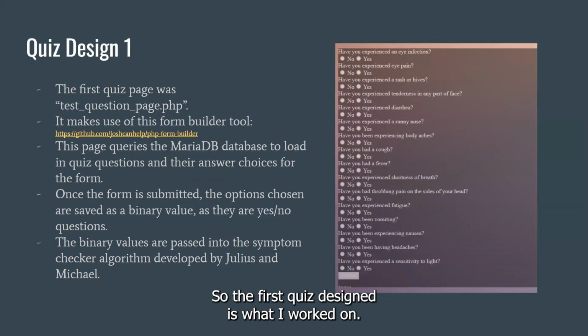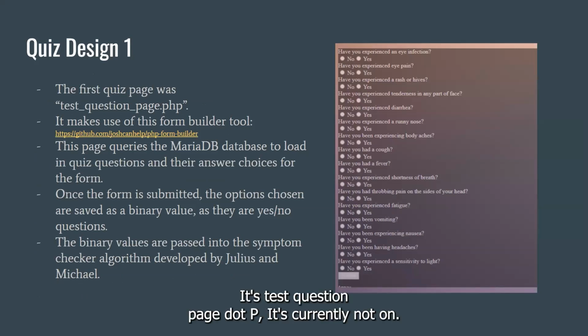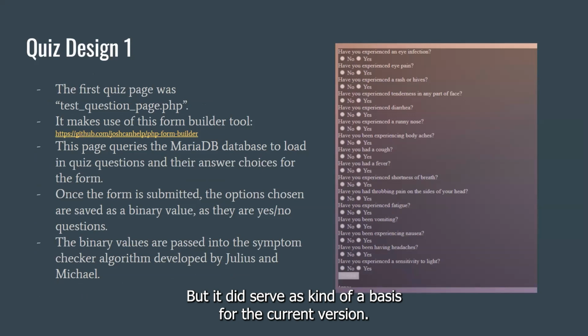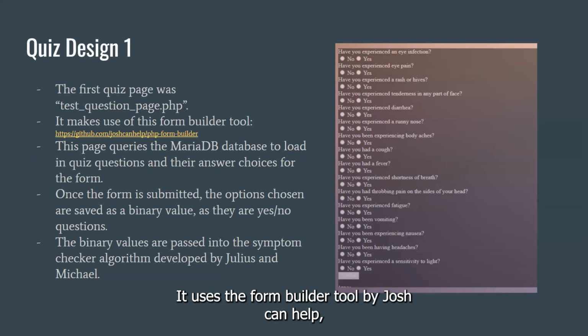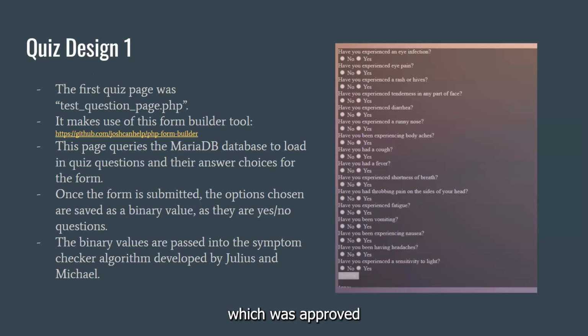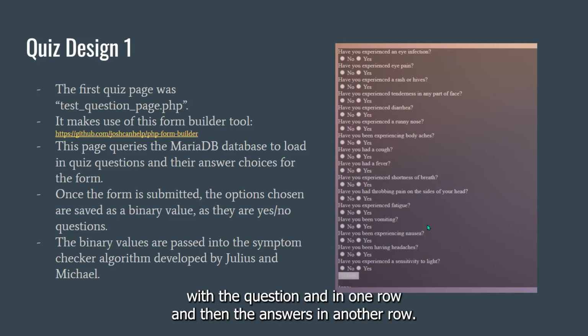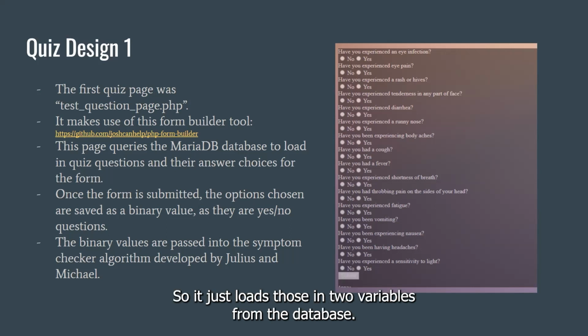Okay, so the first quiz design is what I worked on. It's testquestionpage.php. It's not on the current version of the website, but it did serve as a basis for the current version. It uses the form builder tool by Josh Can Help, which was approved. As I said before, it queries the database. The database also has its own question table with the question in one row and the answers in another row. So it just loads those into variables from the database.